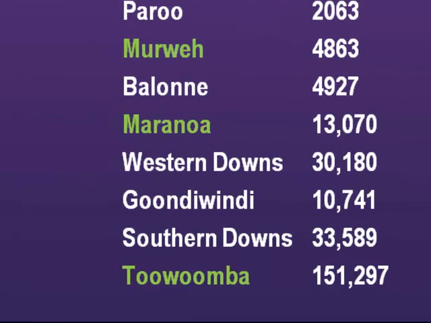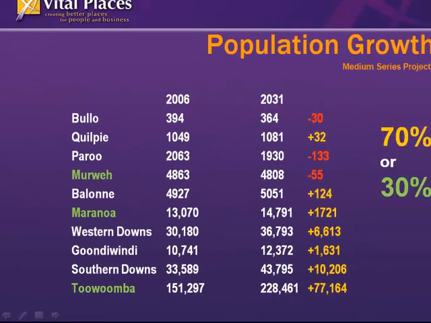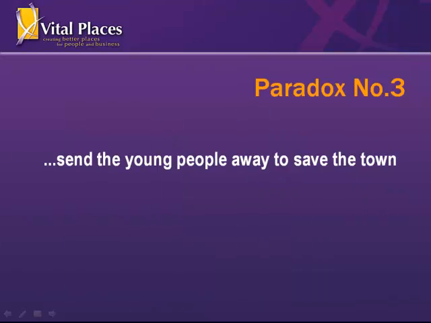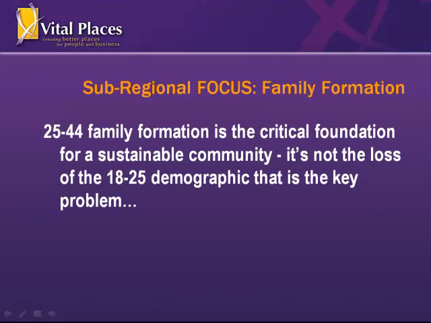local authority areas has sustainable growth, even though 7 out of the 10 local authorities are projected to grow in population numbers. This leads us to our paradox number 3, where it could be said we need to send our young people away to save our sub-regional towns. And what we mean by this is that the sub-regional focus for livability is clearly on family formation as the key social and economic component of sub-regional towns.